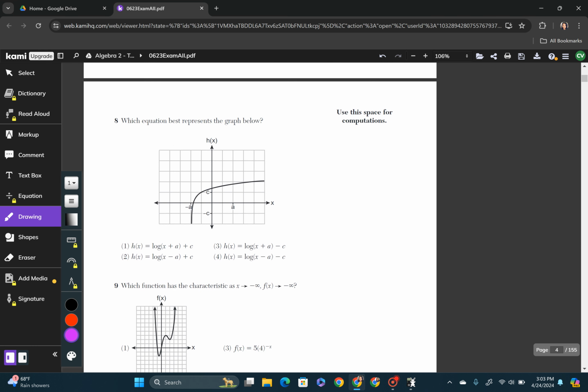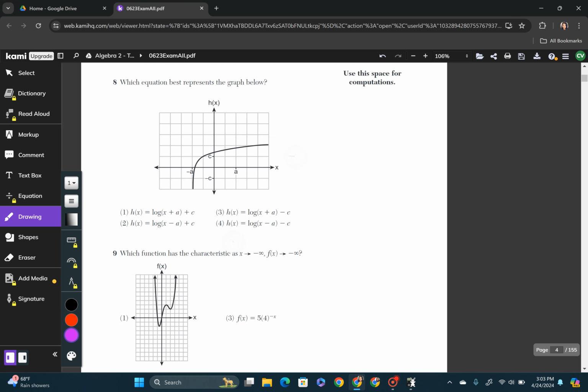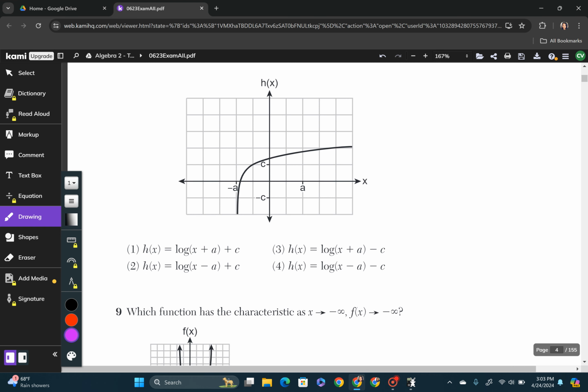Next one, it says, which equation best represents the graph below? So the easiest way that I do questions like this is I literally just pick numbers, right? So this looks like a is equal to 2. So this is going to be negative 2. And this looks like c is equal to 1. And this is negative 1.